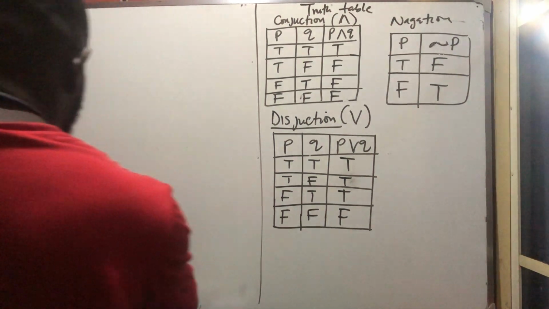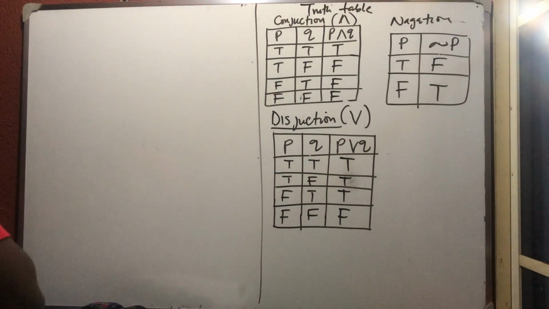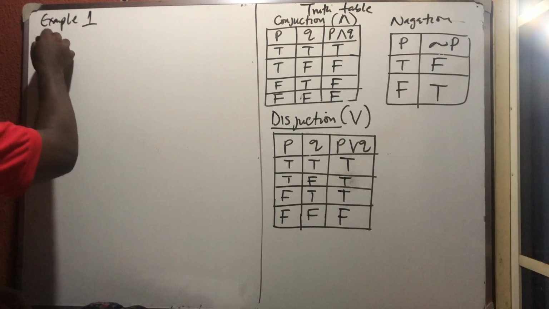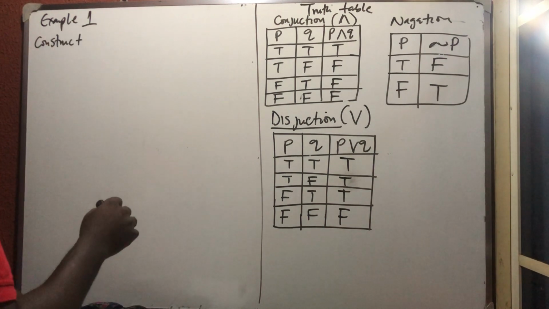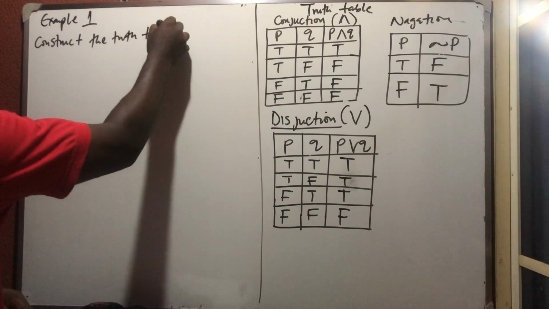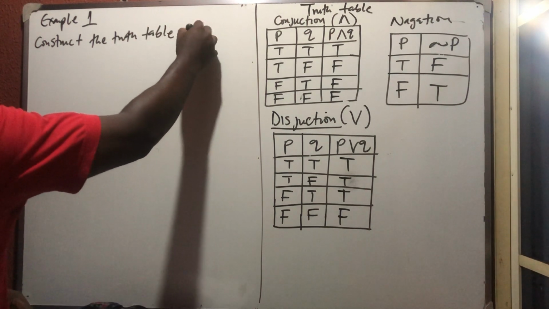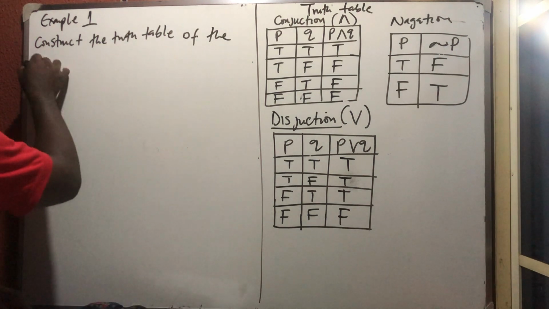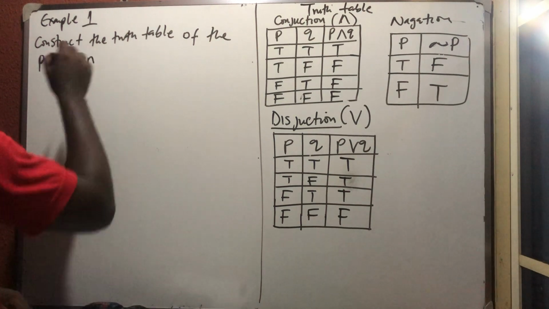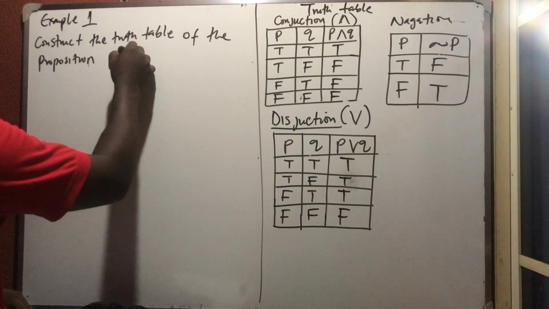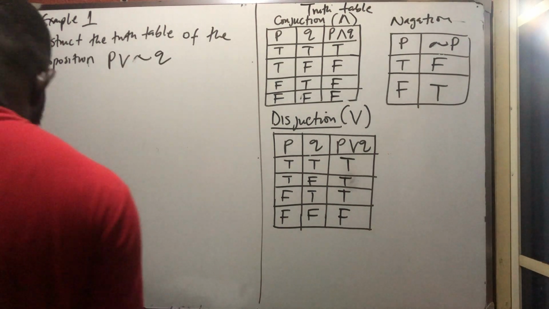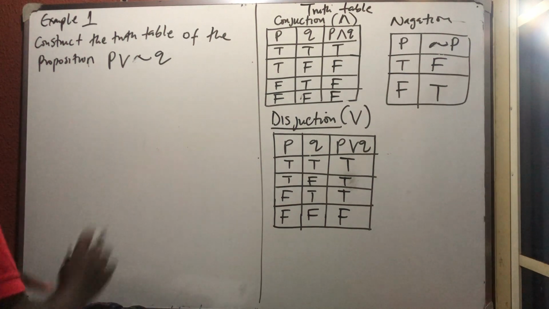Okay, so let us do some calculations. Example 1 says: construct the truth table of the proposition P or negation of Q. Don't forget that this symbol means "or".